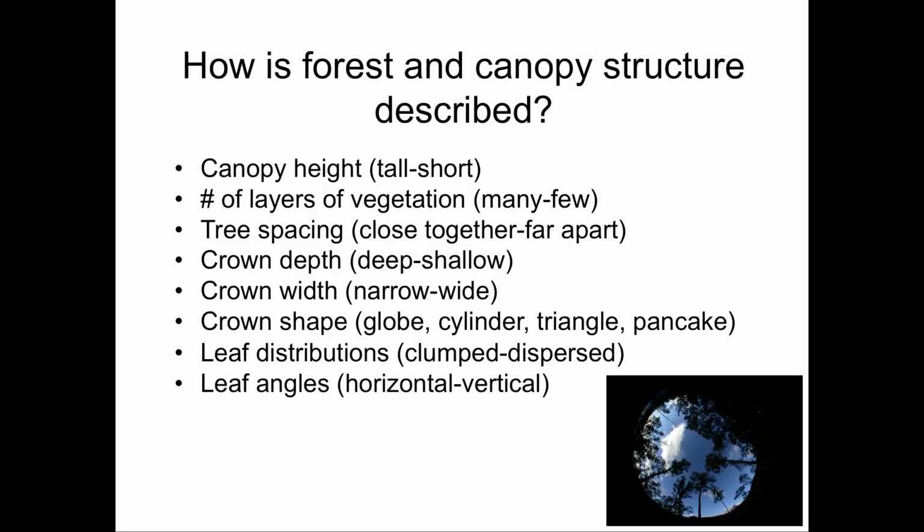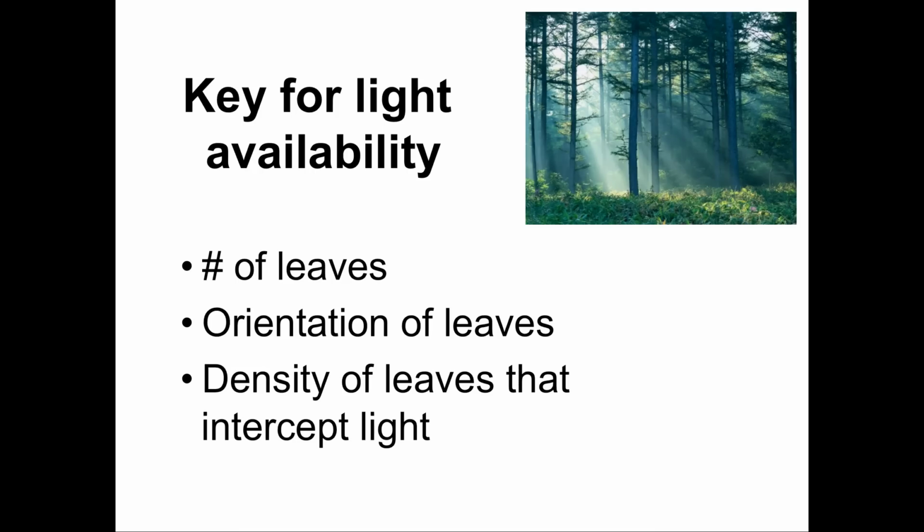Within crowns, other aspects can be described related to how the leaves are oriented and distributed. So the leaves can be clumped in clumps along branches, or they can be dispersed throughout the entire crown. Also, the angle of the leaves are another way that we describe crown and canopy structure. The leaf angles could be more or less horizontal or more or less vertical.